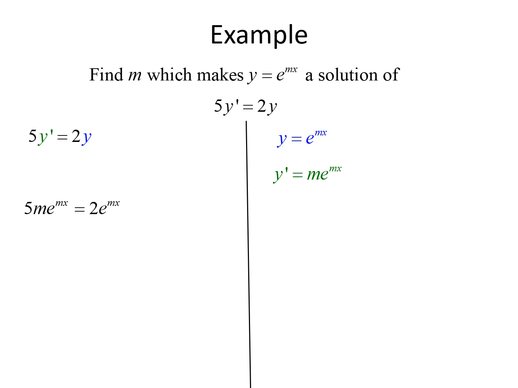So we get 5m e to the mx equals 2e to the mx, and we can solve this equation for m. We'll divide both sides by 5e to the mx to get m equals 2/5. So m equals 2/5 would make this a true statement. That would make this a solution.